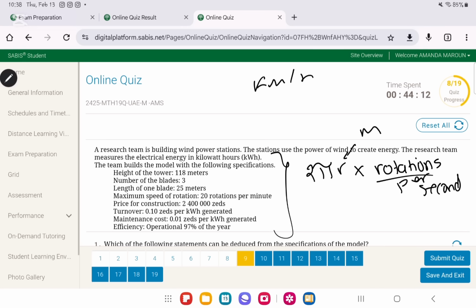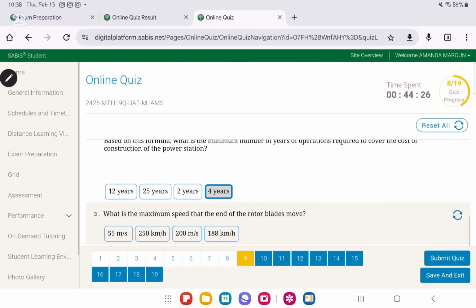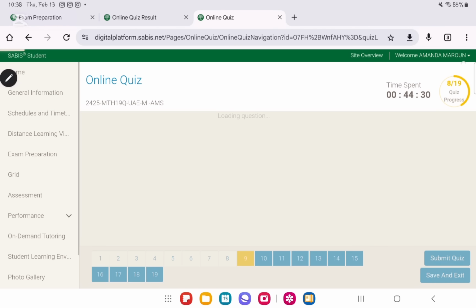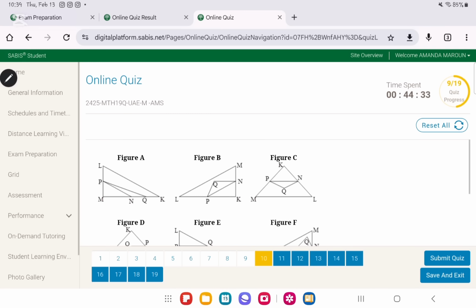Or if you want it in a quicker and faster way, you're going to do 2 pi r, but you're going to change the radius into kilometers, and then you're going to multiply it by the rotations per hour. RPH means rotations per hour. Now, very simply, this is it, and the answer is 188 kilometers per hour. We move to the next question, which is question number 10.